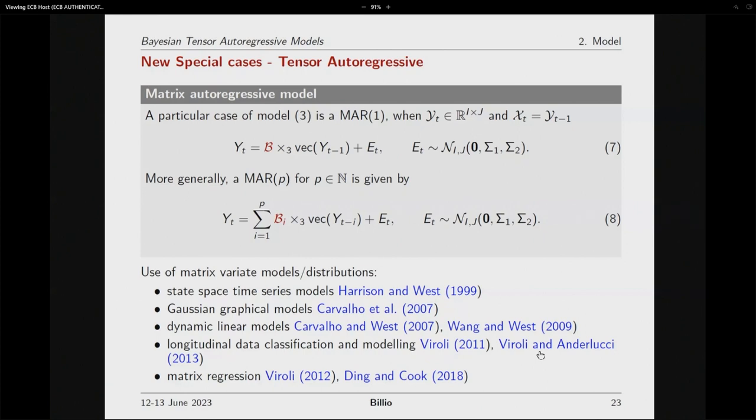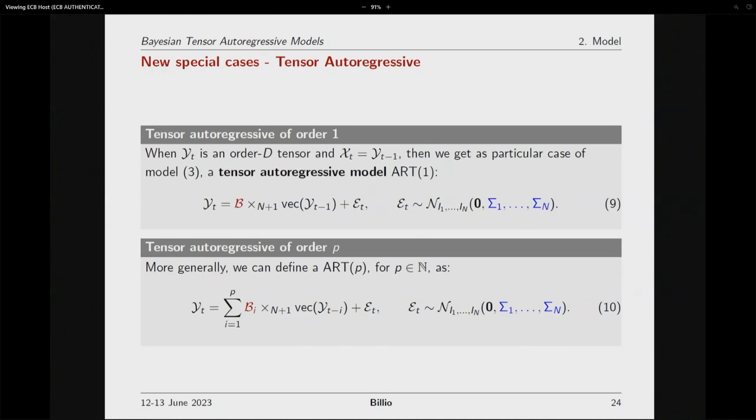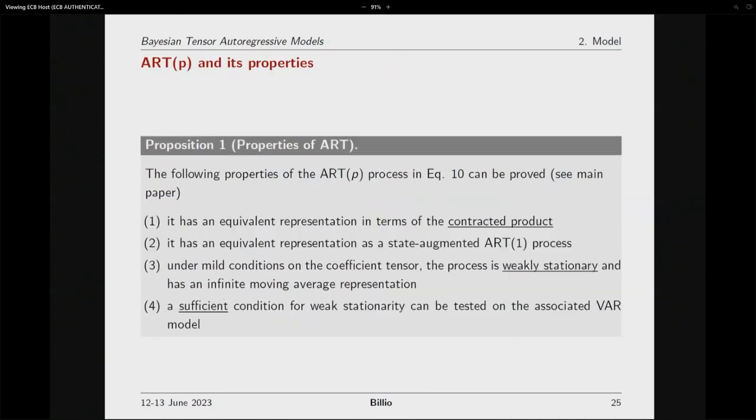Some examples of matrix variate models are already in the literature, treated in a different way. Here they are put together in what we call the tensor autoregression. Here is the general representation of order one, but clearly it can be extended to order p. And as I said before, it is possible to add other regressors, so that it is not only an autoregressive model, but an autoregressive with exogenous variables.